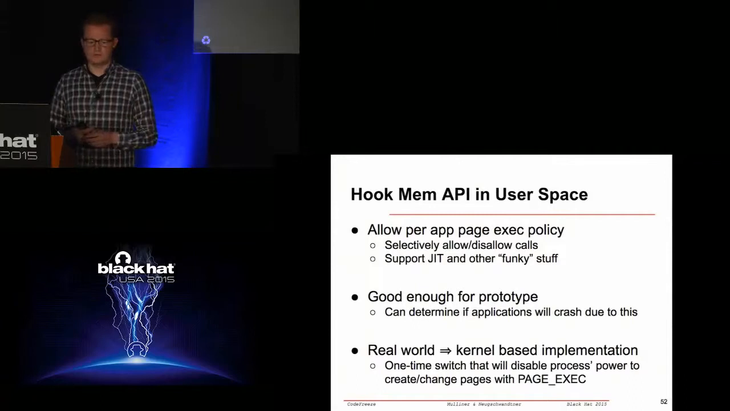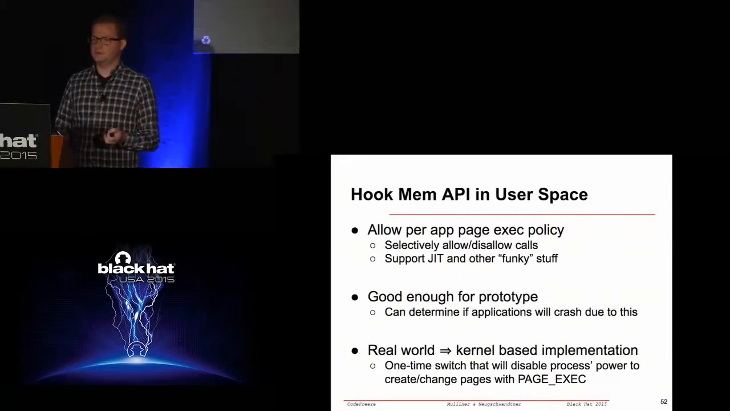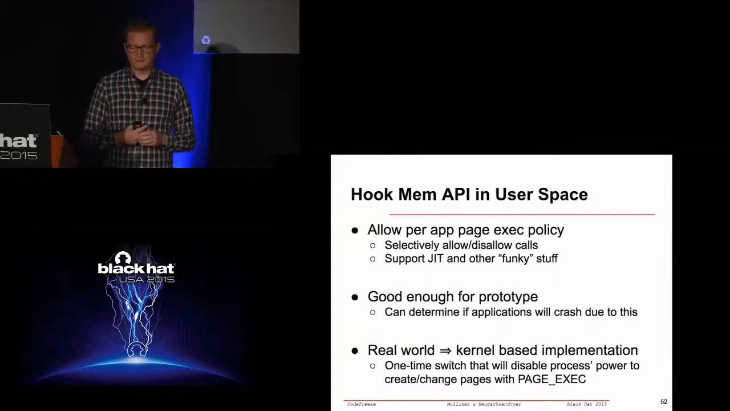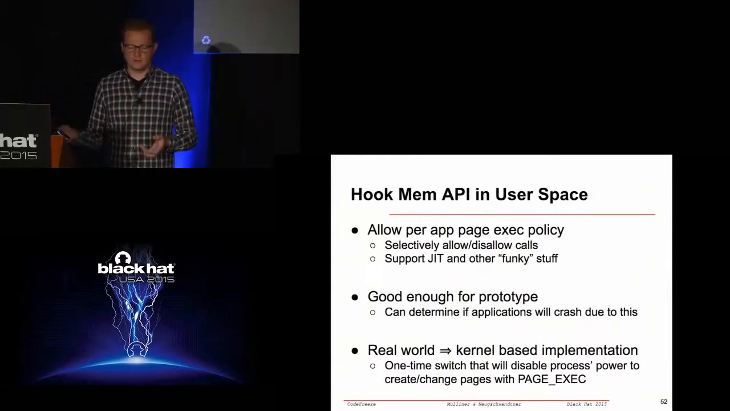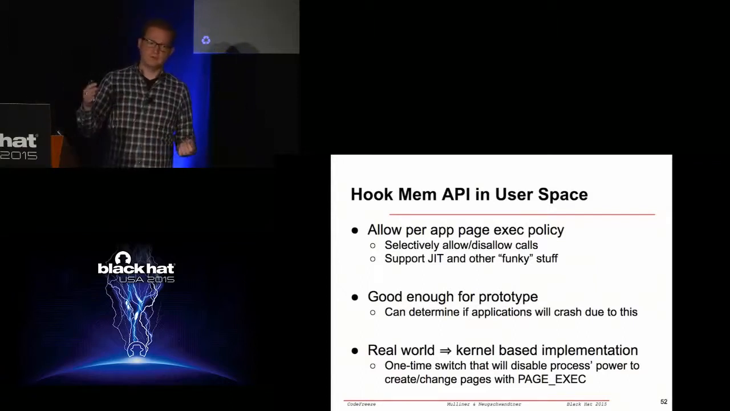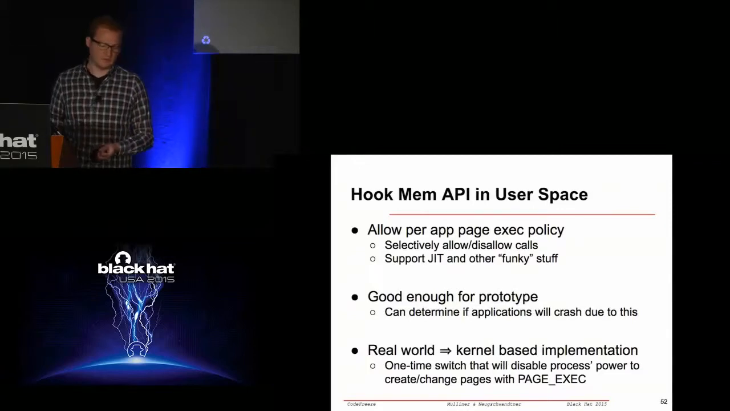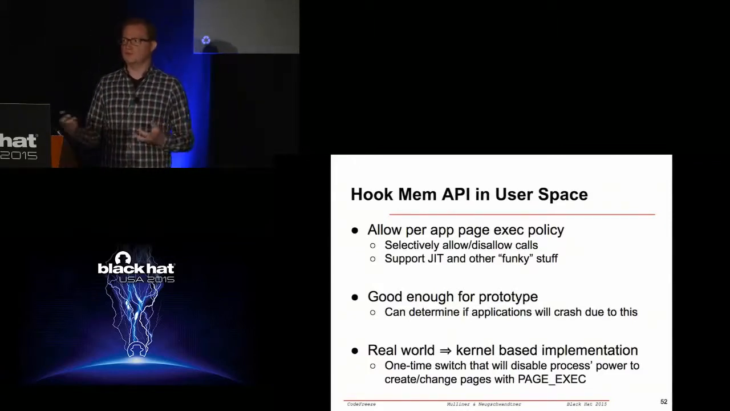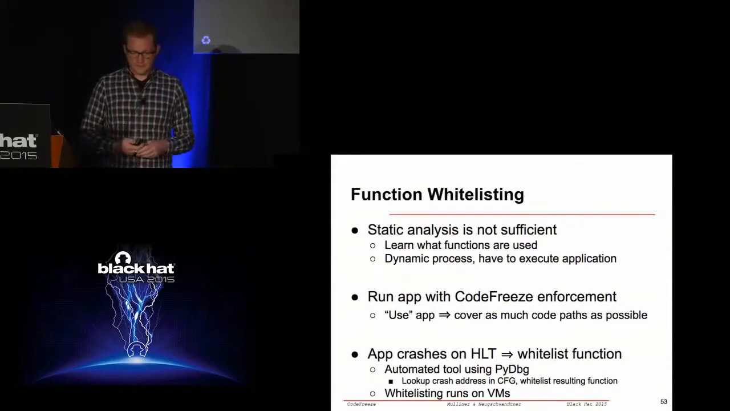This userland hooking is really just for our prototype. We wanted to determine if we crash an application or make it unusable if we prevent it from actually creating executable code pages. In the real-world application of this prototype, you would have this enforcement part in the kernel, where you can just say from now on this process cannot create pages with executable bits anymore. But the user space hook was really good to just see if this will actually work.